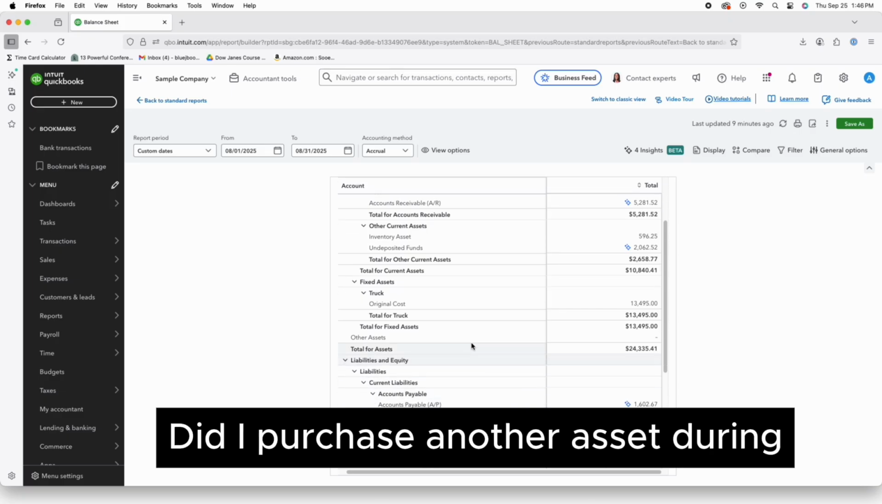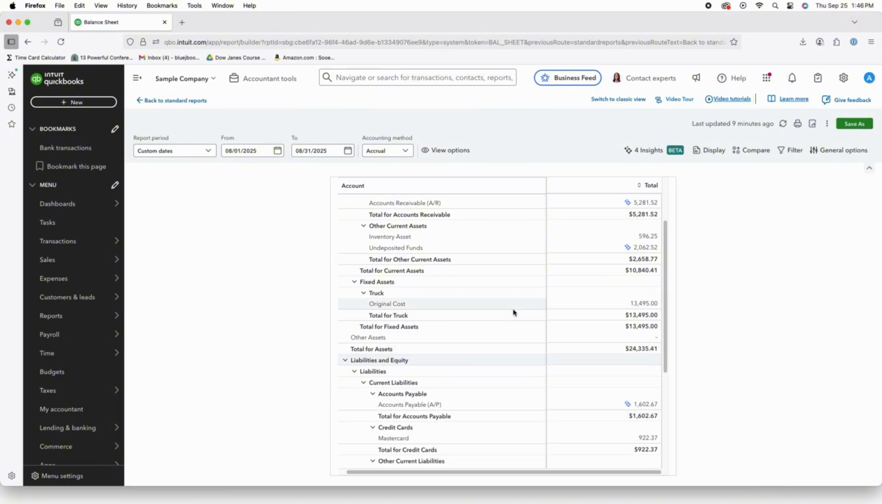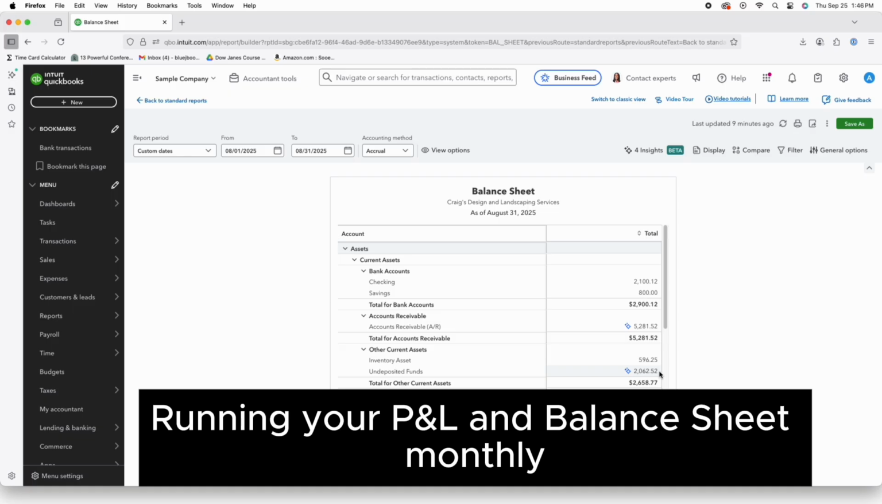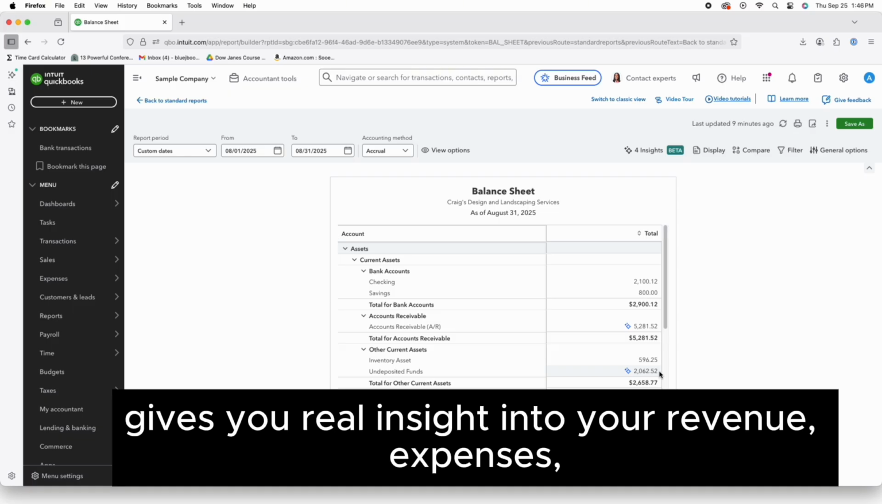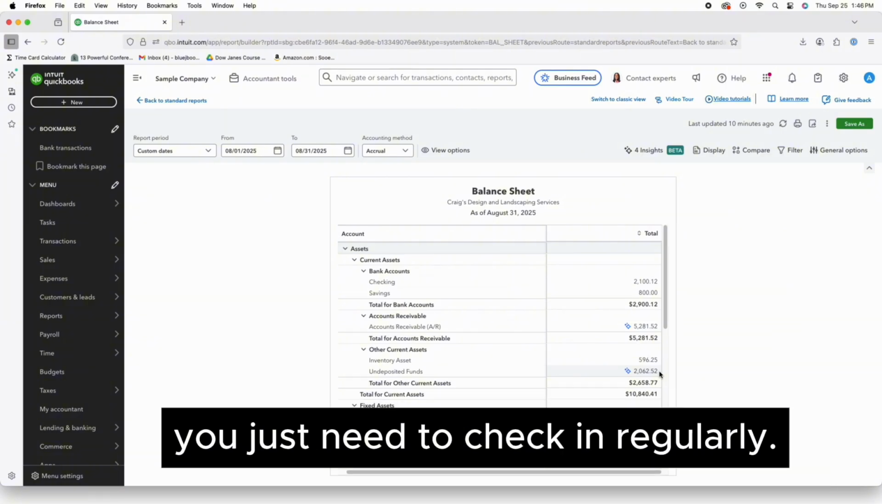Did I purchase another asset during this time frame? Do I need to add something? Did I sell this truck? Those are all things I need to look at in this report. Running your P&L and balance sheet monthly gives you real insight into your revenue, expenses, debt, and cash flow. You don't need to be an accountant. You just need to check in regularly.